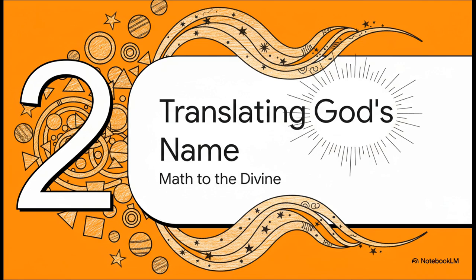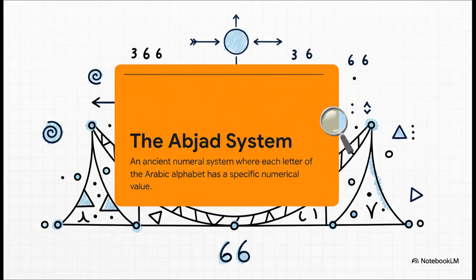Okay, so we've got some cool math patterns. That's neat, but how does any of this connect to the divine? Well, to make that leap, the theory uses a very old system to build a bridge, taking us from these abstract numbers into the spiritual world. And that bridge is called the abjad system. It's this ancient numeral system, kind of like a code, where every single letter in the Arabic alphabet has a specific number assigned to it. It's basically a way of translating words into numbers.